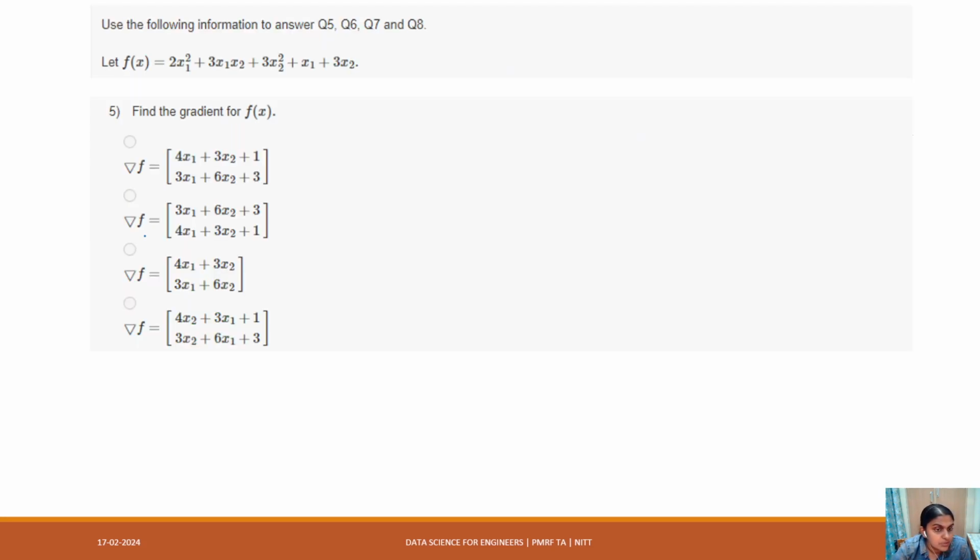Yes, now again a connected question is coming. It's given f of x equal to 2x1 square plus 3x1 x2 plus 3x2 square plus x1 plus 3x2. I'll start writing that; you can also solve along with me. First you have to find the gradient of f of x. That is the necessary condition.